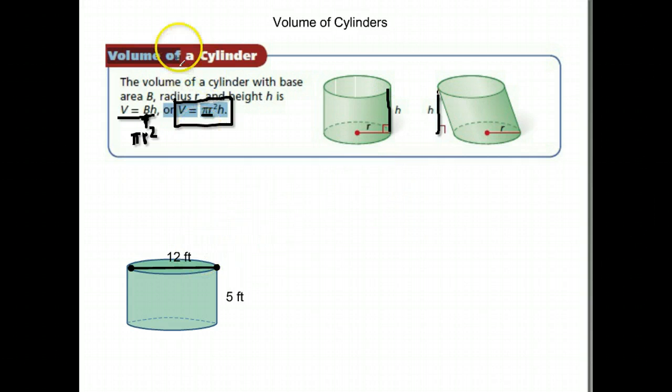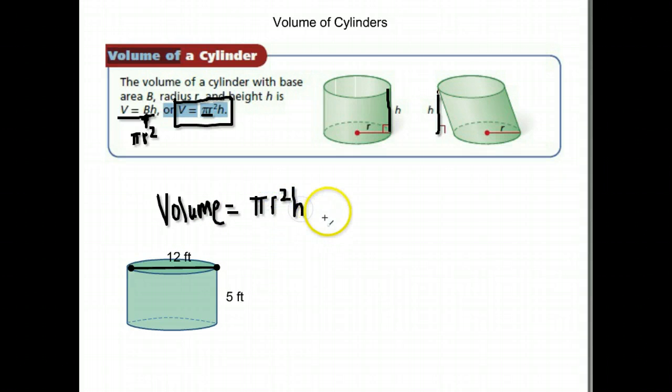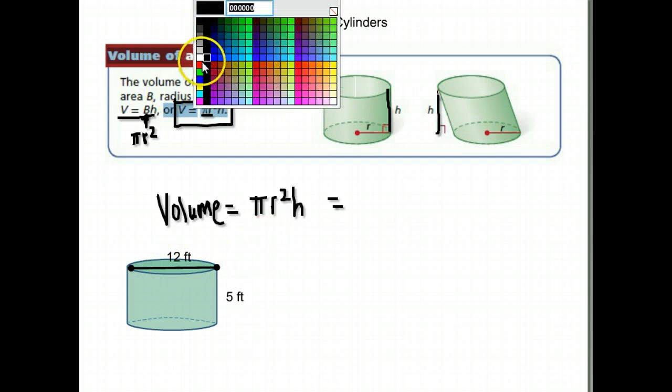Let's do an example here. So we're asked, let's find the volume of this cylinder. Well, let's start with the formula. We know it's pi r squared times h. We fill in all of the information. Do we have all the information? We need to know the radius and the height. That's all we need to know. We have the height. Do we have the radius? Well, we don't have it.